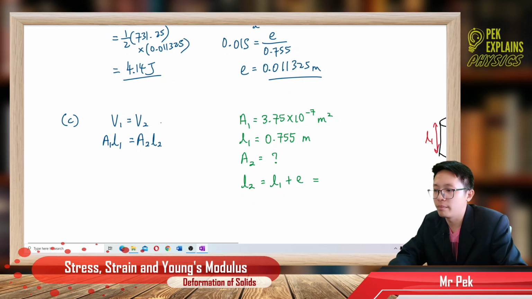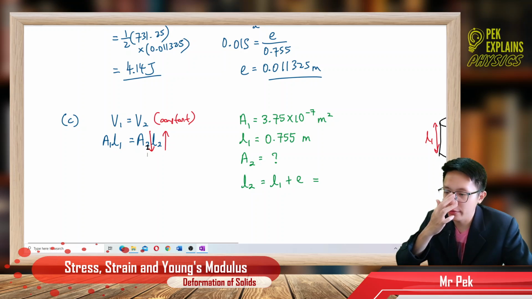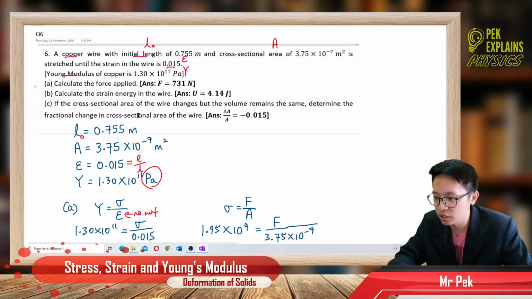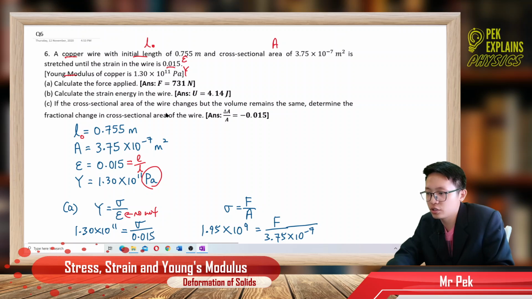So remember the volume remains constant. So the length is stretched, but the area will shrink. Okay, remember that. So now I want to find the fractional change in the cross-sectional area.